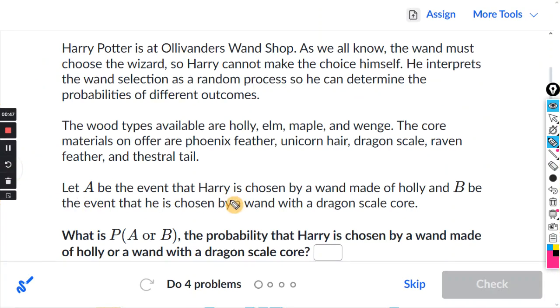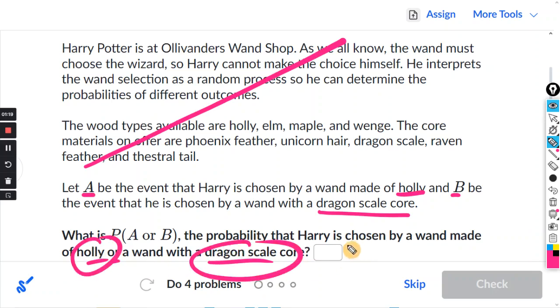All right, first problem. I hate these lengthy write-ups. I'm actually going to ignore the first part here and just focus on what counts. Let A be the event that Harry is chosen by a wand made of holly, and B be the event he is chosen by a wand with dragon scale. What is the probability of A or B? In other words, he is chosen by a wand made of holly or a wand made of dragon scale. So we're looking for holly or dragon scale, that probability. All right, let's look at the chart.